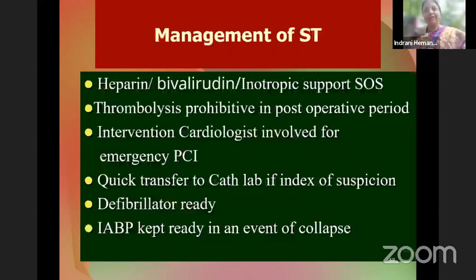So what happens when the patient develops an ST elevation? Give heparin, bivalirudin. If the patient has gone into shock, you can start inotropic support. Thrombolysis is prohibitive. You should not do that. Quickly take the patient to a cath lab if there is an index of suspicion. Remember, keep your defibrillator and IABP ready.